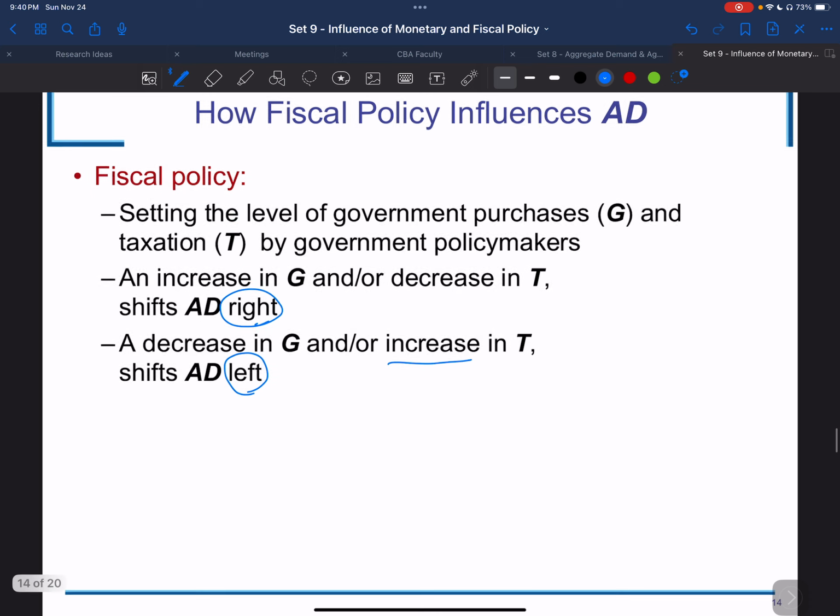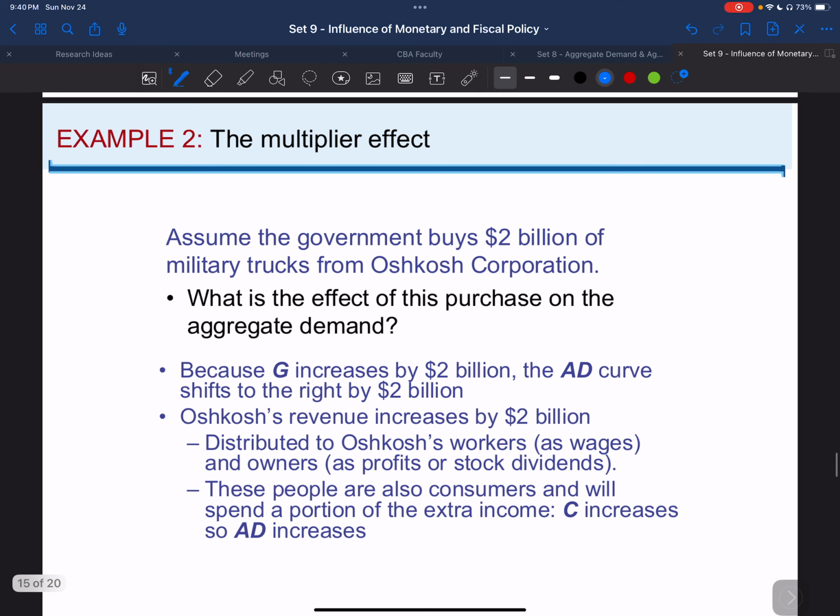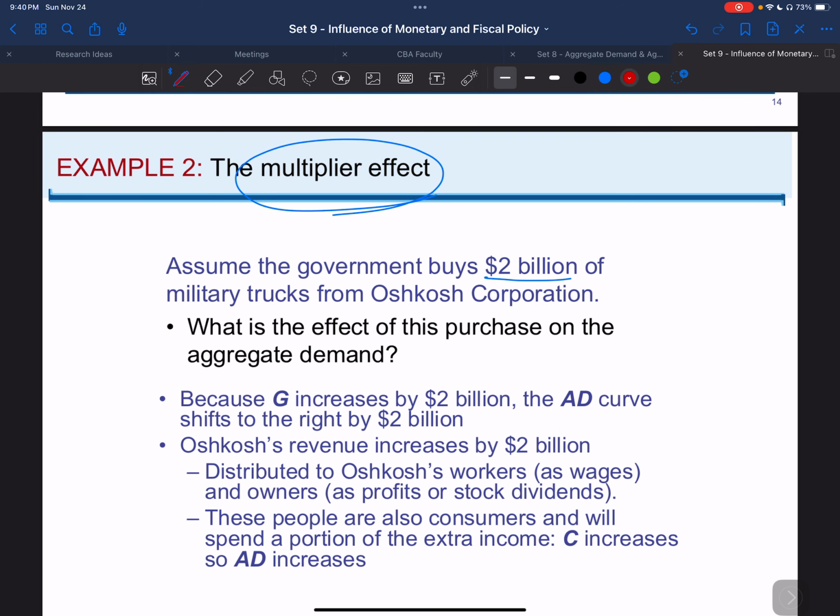Now let's look at some of the examples. So when government spending is increasing, the multiplier effect will amplify the impact on aggregate demand. We will see how, but that's why this example is called the multiplier effect. Okay. So assume that the government buys $2 billion of military trucks from Oshkosh Corporation, and now we want to see what is the effect of this increase in the spending of the government.